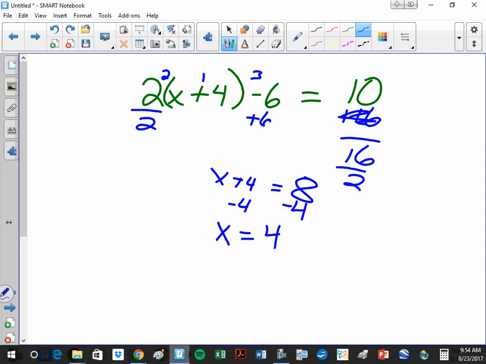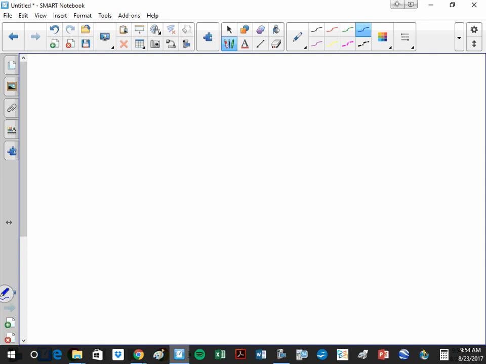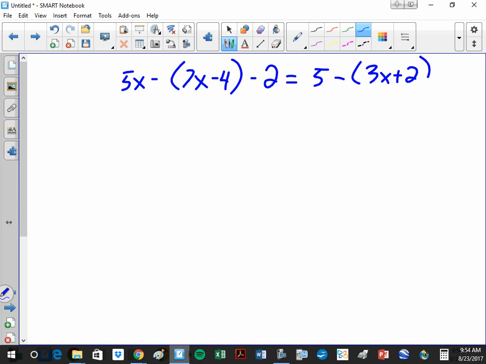Look on page 6, example 2. So it says 5x minus (7x minus 4) minus 2 equals 5 minus (3x plus 2). How do we solve for x there? Okay, we need to get all of the variables together. What would your first step be?